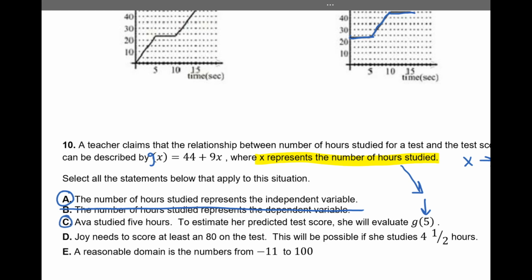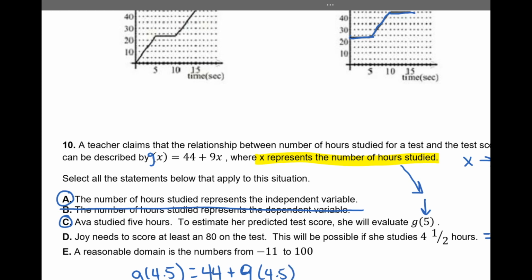Joy needs to score at least an 80 on the test. This will be possible if she studies 4.5 hours. So how would I write 4.5? I can do that as 4.5. So let's figure this out. I'm going to put g of 4.5 equal to 44 plus 9 times 4.5.